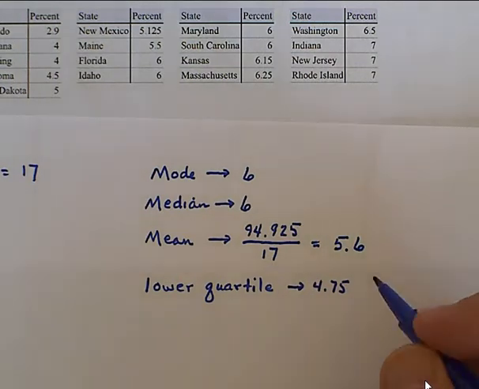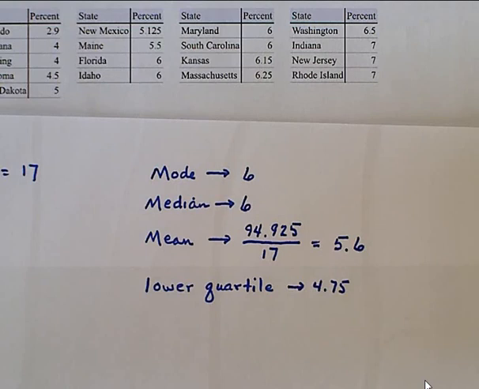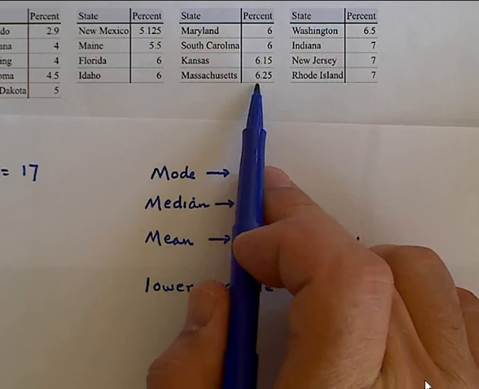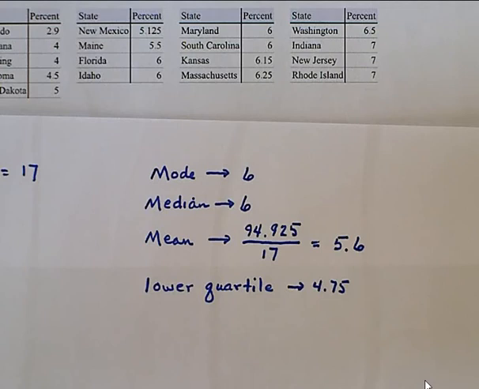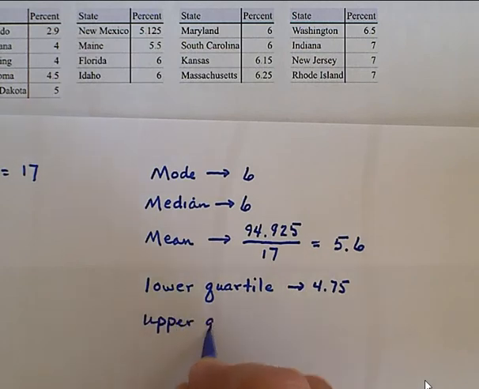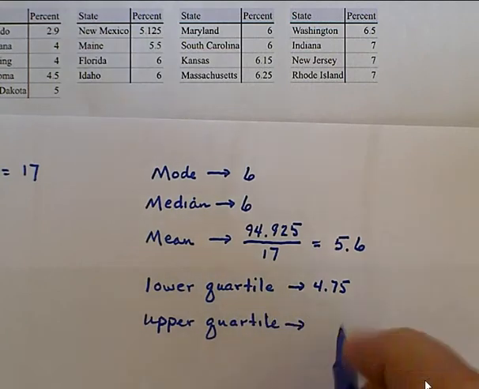Okay. Now, we have an upper half of also 8 values. So here's my fourth, here's my fifth. So what I want to do here is take those two values and average them. Find the middle point between 6.25 and 6.5. When I take those and divide by 2, I get an upper quartile of 6.375.